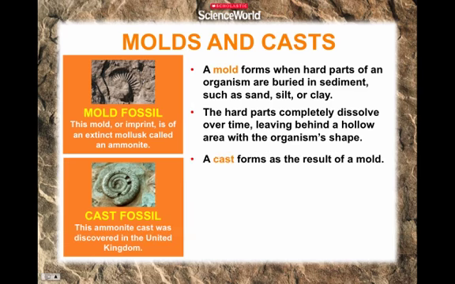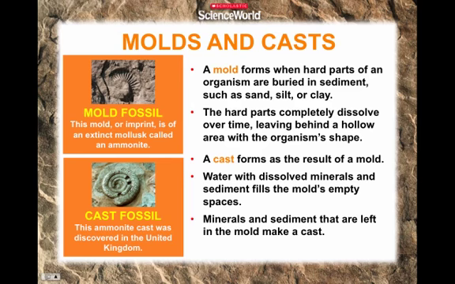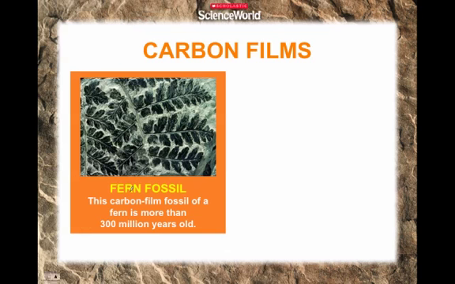A cast, on the other hand, forms as a result of a mold. So here's our mold. Let's say sediment comes in now and fills into the hard part to create a copy of what was there. So water and sediment fills the empty mold, and the mineral and sediment that are left behind is a cast. A cast is the opposite of its mold.